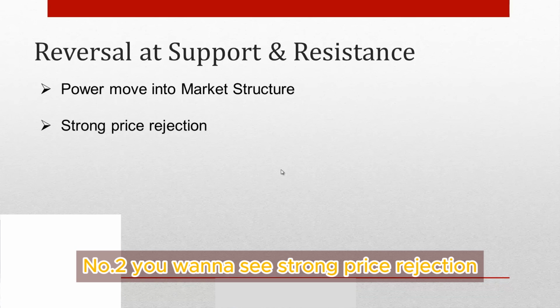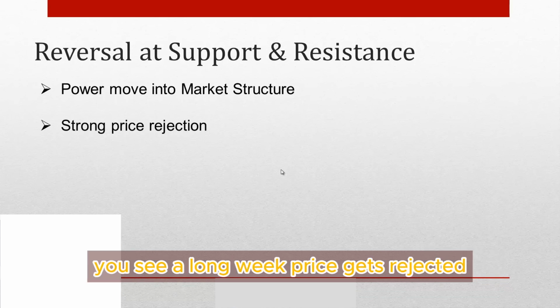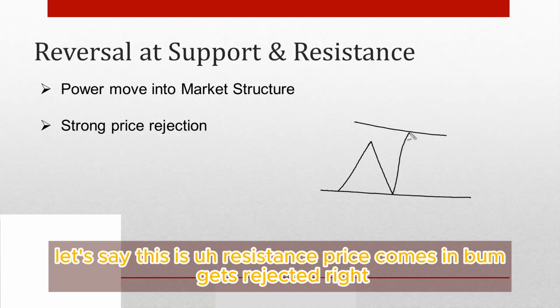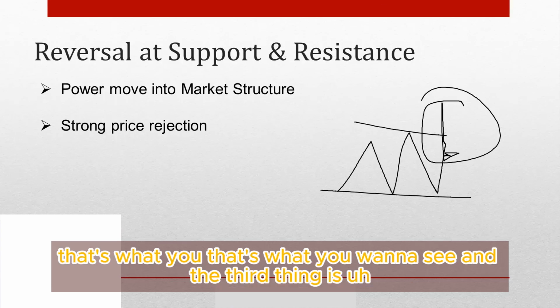Number 2, you want to see strong price rejection. This can be in the form of a shooting star, where you see a long wick and price gets rejected. Let me just draw it for you, right? Let's say this is resistance, price comes in, bam, gets rejected. The stronger the rejection, the better. That's what you want to see.